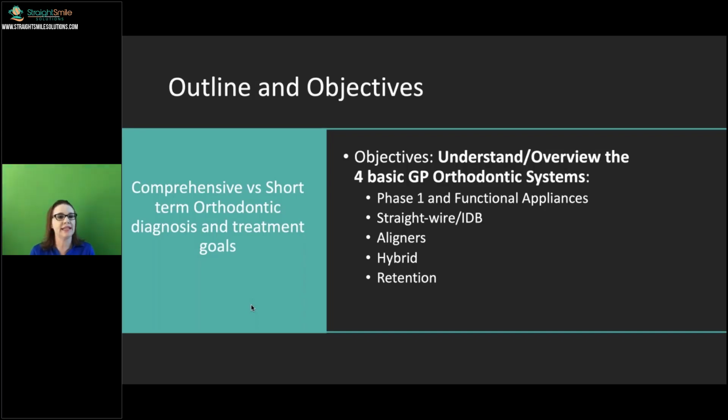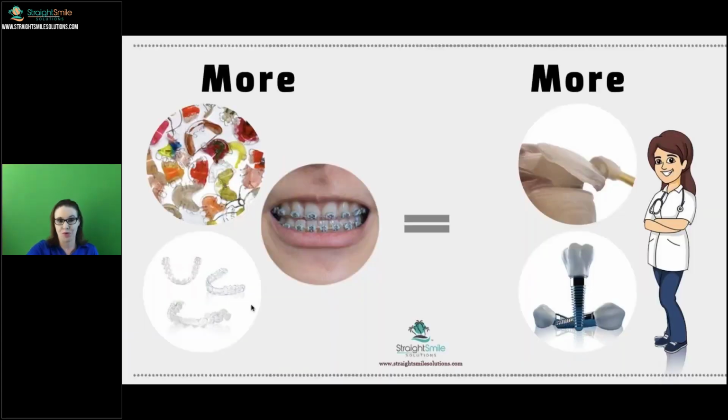We're going to be talking lightly, and not in this order, about phase 1, functional appliances, airway appliances, straight wire, indirect bonding, aligners, both branded and unbranded, hybrid, if you don't know what that is, and the whole retention orthodontic aftercare opportunity. Wow, that's a lot of information. So I'm going to talk pretty fast because that's my style. I'm going to ramp it up so you can get as much information as possible.